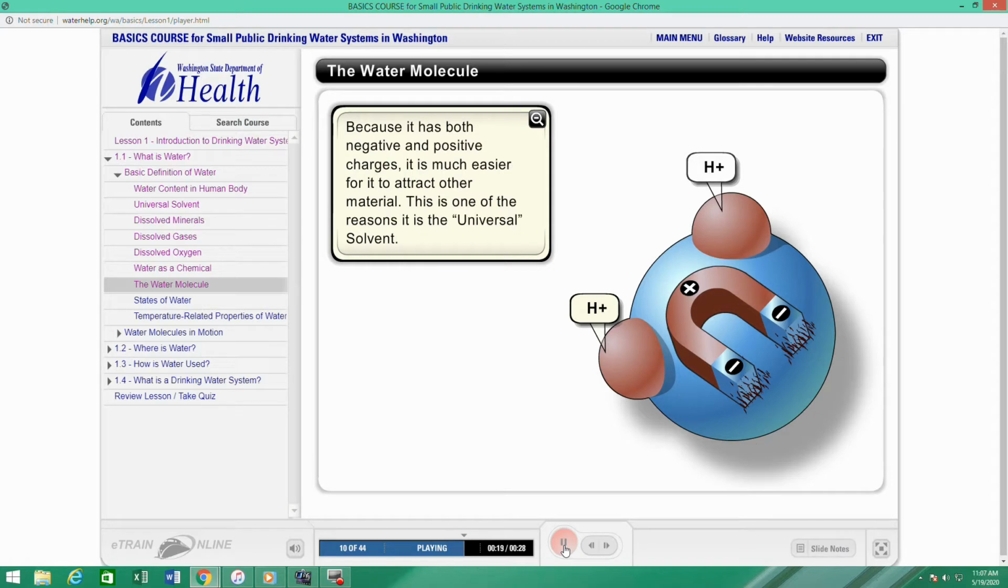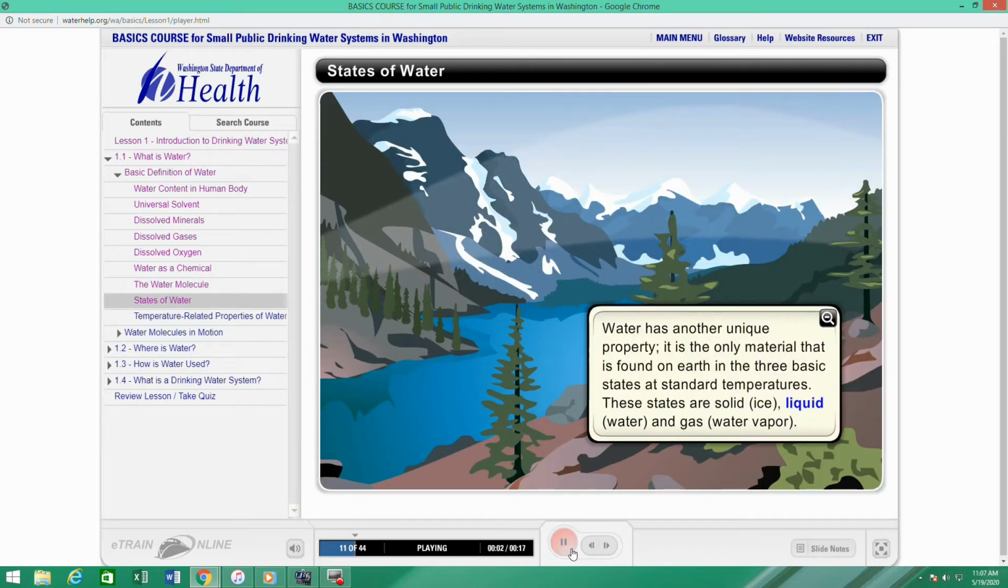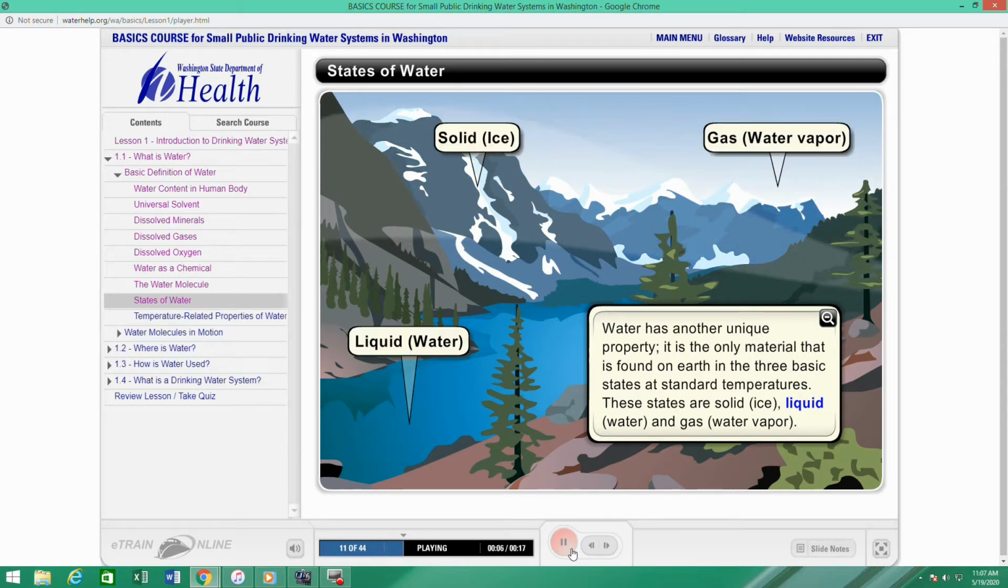Because it has both negative and positive charges, it is much easier for it to attract other material. This is one of the reasons it is the universal solvent. Water has another unique property. It is the only material that is found on Earth in the 3 basic states at standard temperatures. These states are solid or ice, liquid or water, and gas or water vapor.